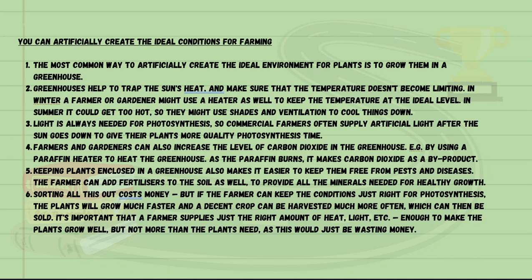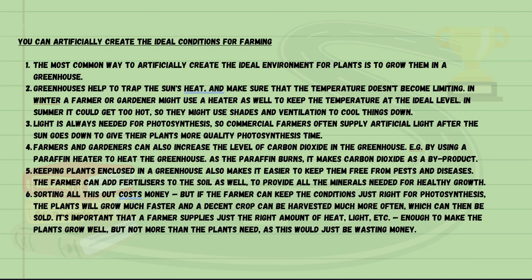Light is always needed for photosynthesis, so commercial farmers often supply artificial light after the sun goes down to give their plants more quality photosynthesis time. Farmers and gardeners can also increase the level of carbon dioxide in the greenhouse, for example, by using a paraffin heater to heat the greenhouse. As the paraffin burns, it makes carbon dioxide as a byproduct.